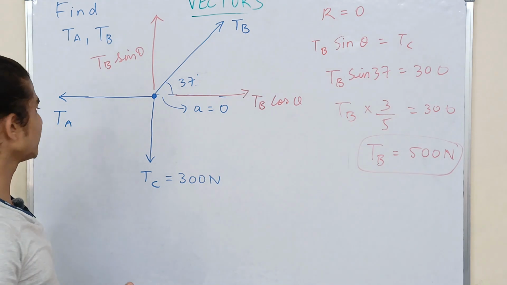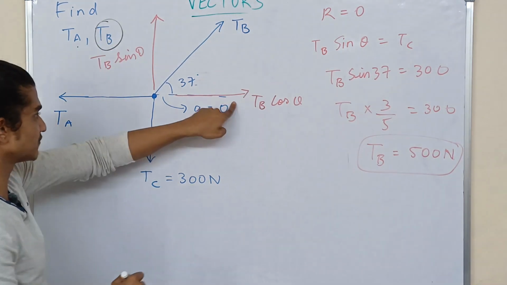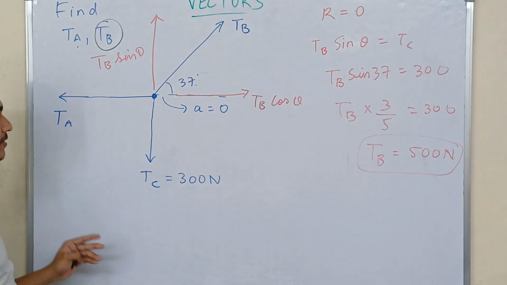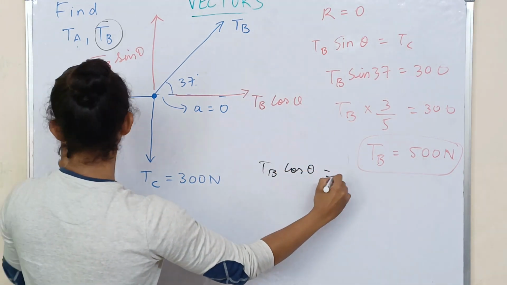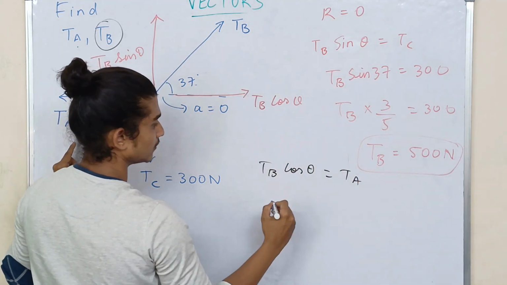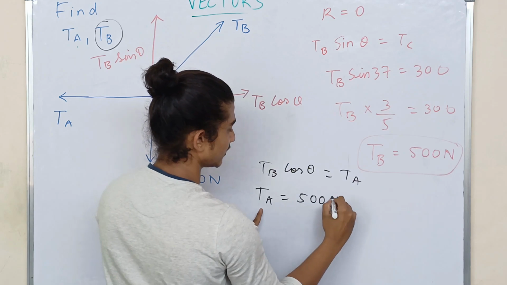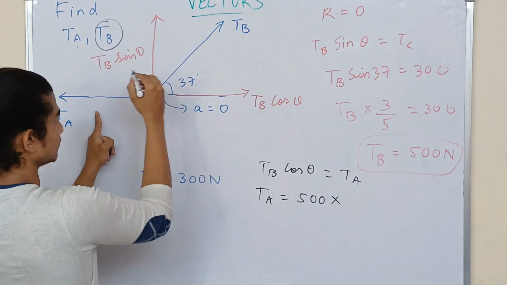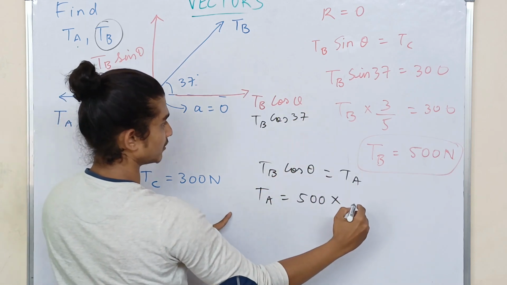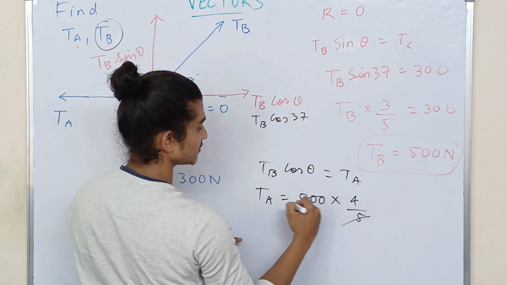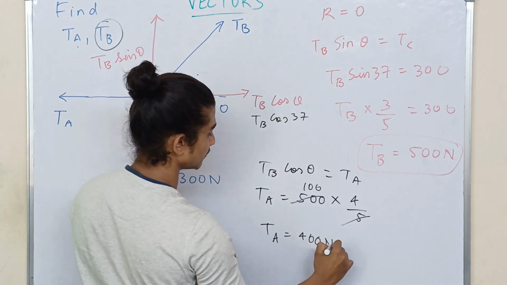Now let us find the remaining TA. We found TB. Now let us find TA. TB cos theta, so this vector should be equal to this vector in order to be in equilibrium. So these two vectors are also equal. So TB cos theta should be equal to TA. So TA equals TB, which I found as 500 Newton, into cos 37. So cos 37 equal to 4 by 5. So 5 ones are 500. So TA is equal to 400 Newton.